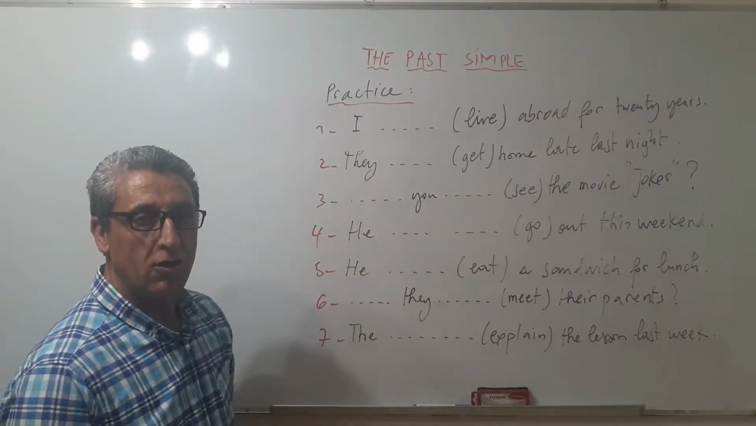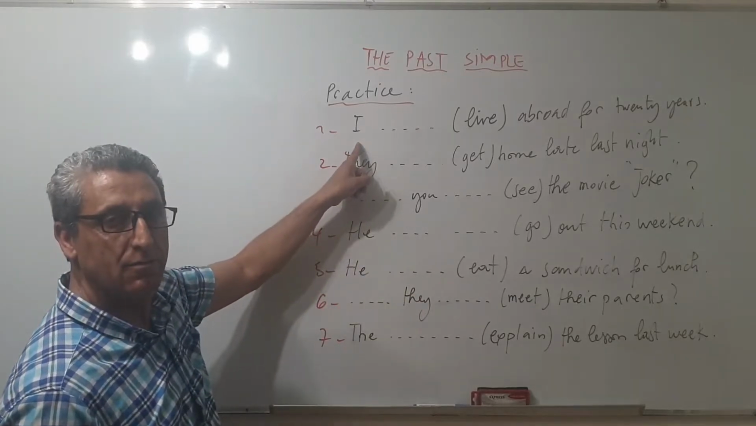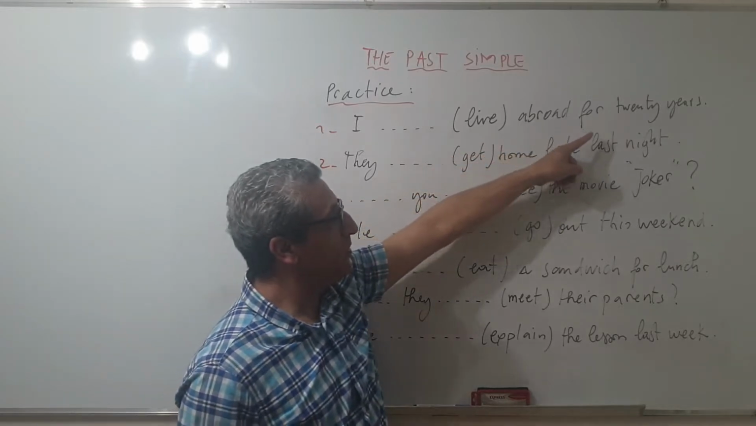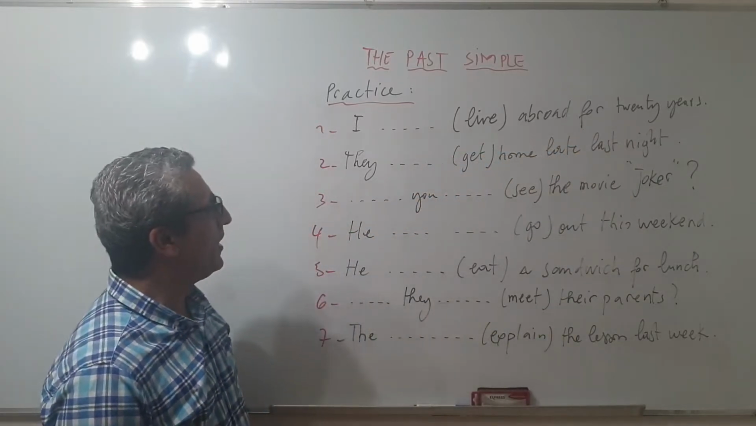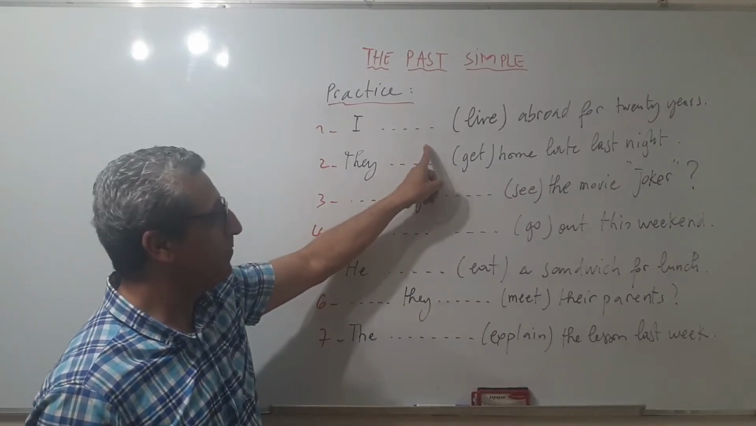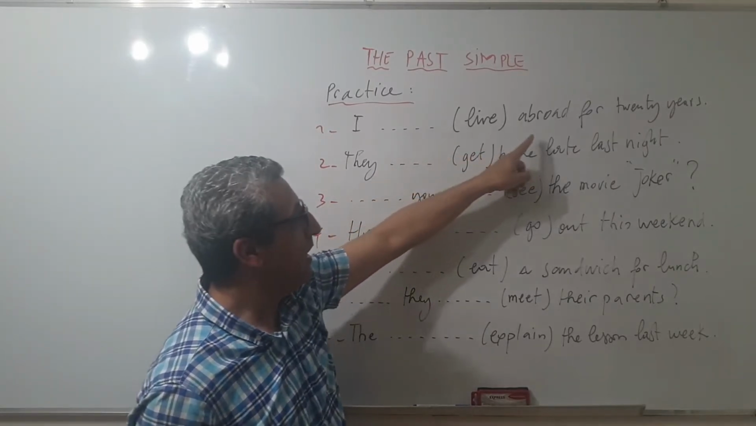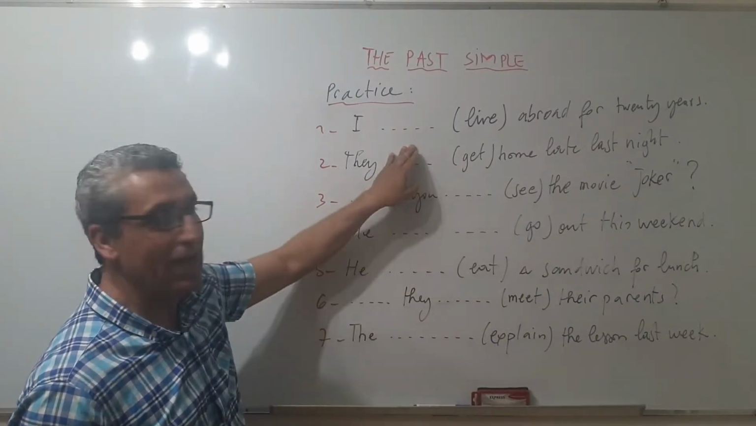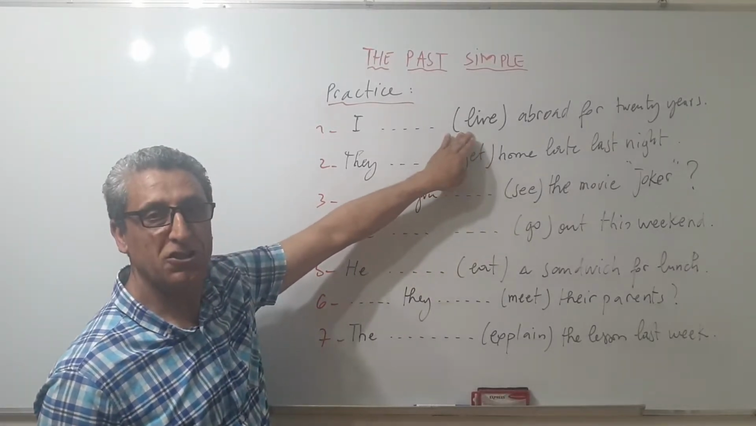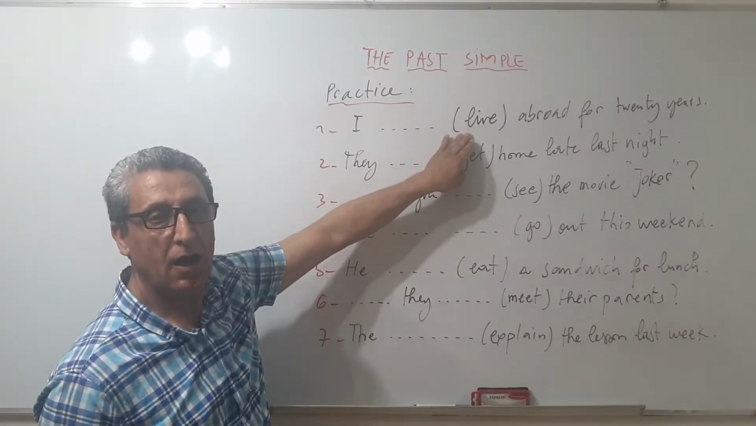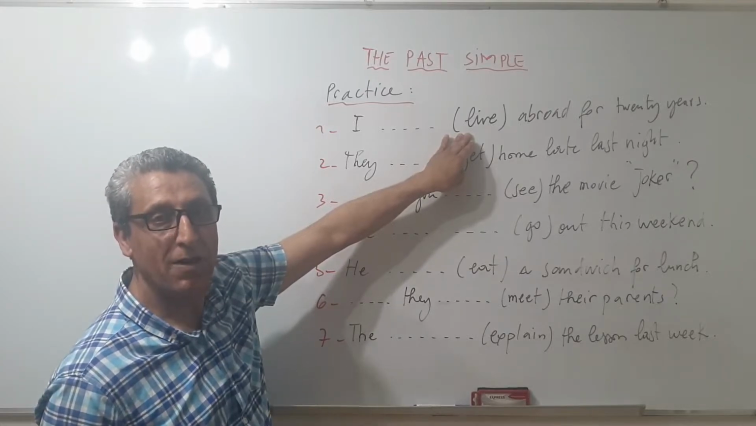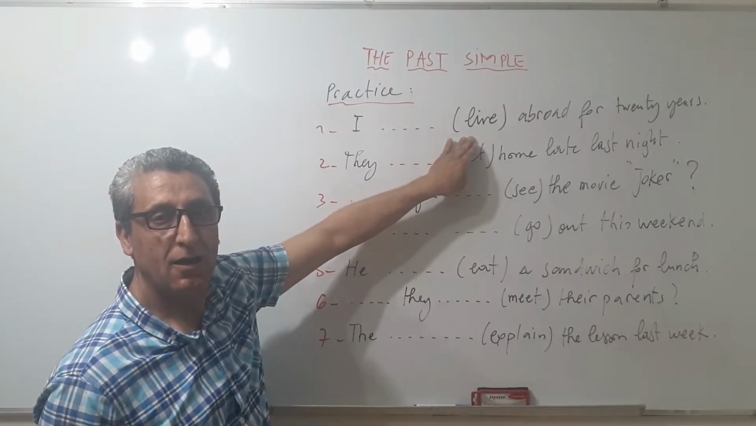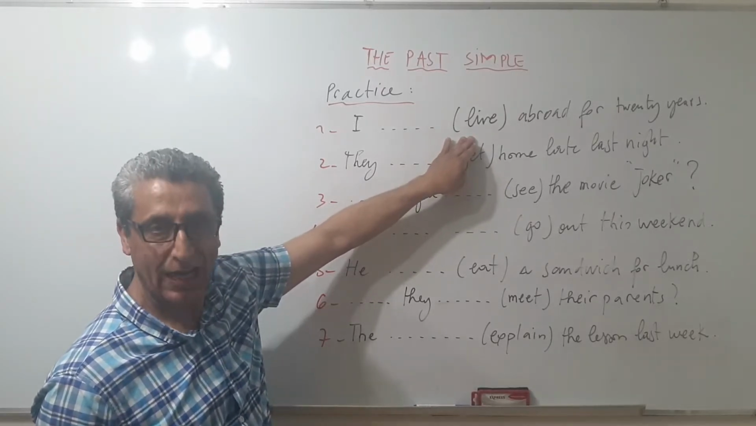Good. Sentence number 1. I ... live abroad for 20 years. I, blank space, live is the verb, abroad for 20 years. So here, before you answer, you must first know this verb: is it a verb that takes ed in the past or is an irregular verb? Okay, so live is, very good, a regular verb.